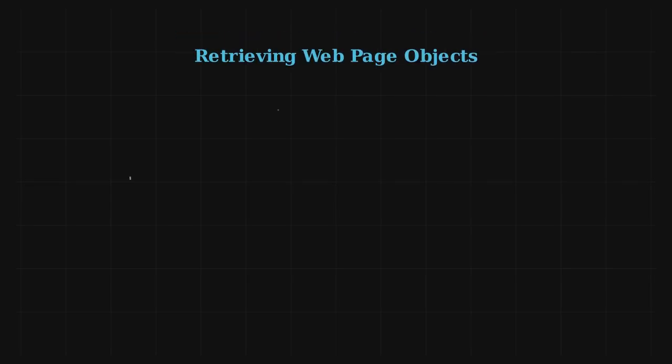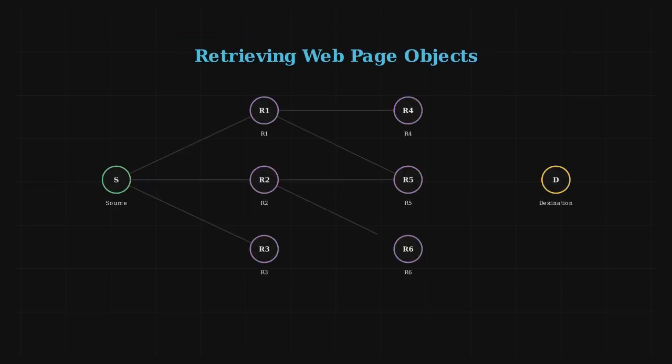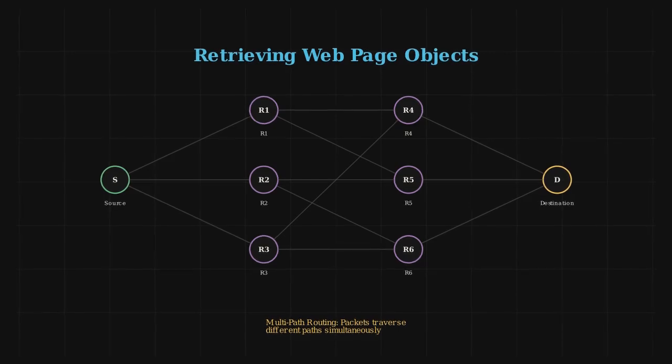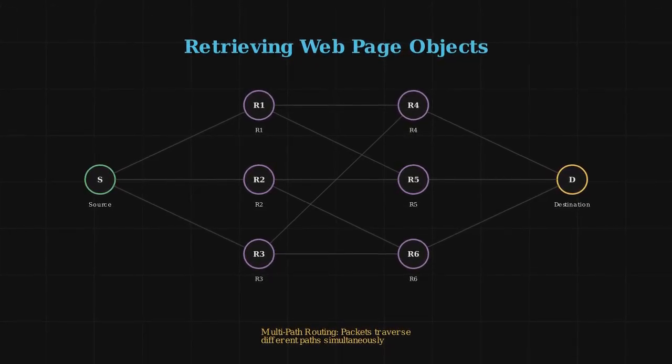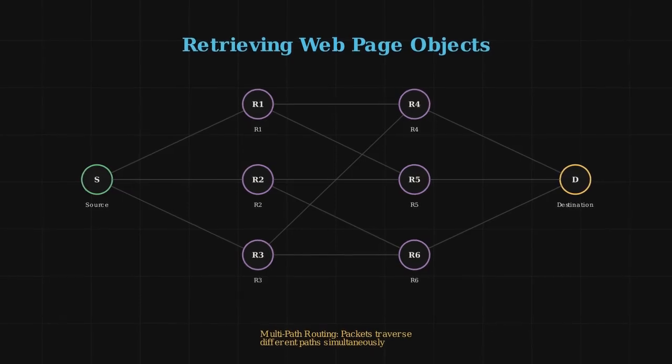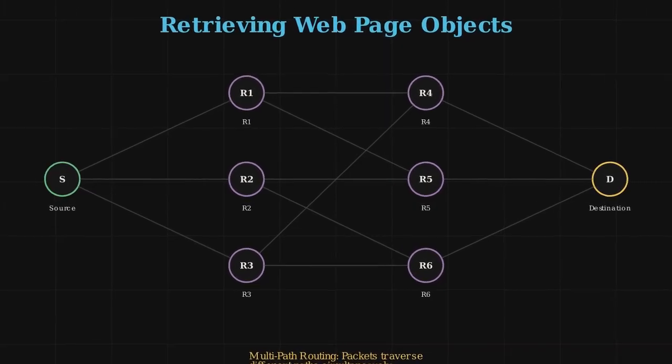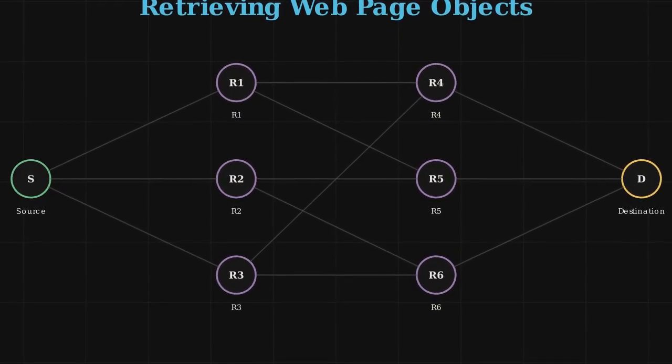When you request a web page, your browser doesn't just fetch a single HTML file, it must retrieve multiple embedded objects, like images, stylesheets, and scripts. How HTTP manages the underlying TCP connections to fetch these objects heavily impacts network performance and load times. Let's compare the performance of non-persistent and persistent connections.